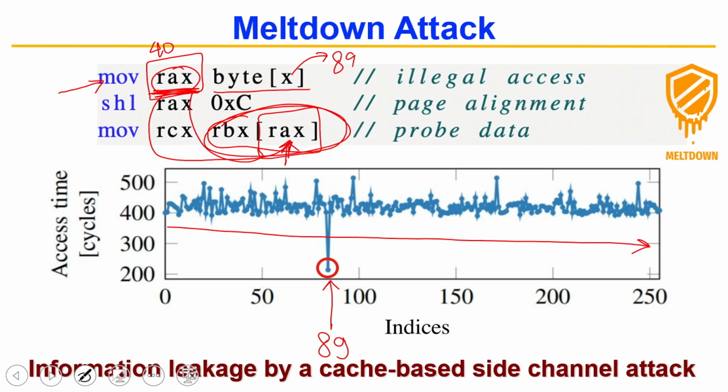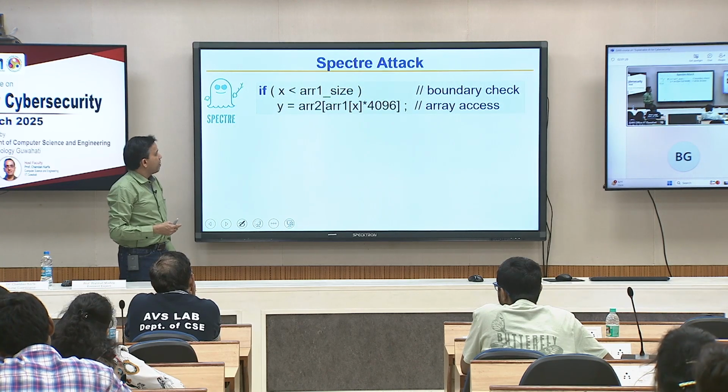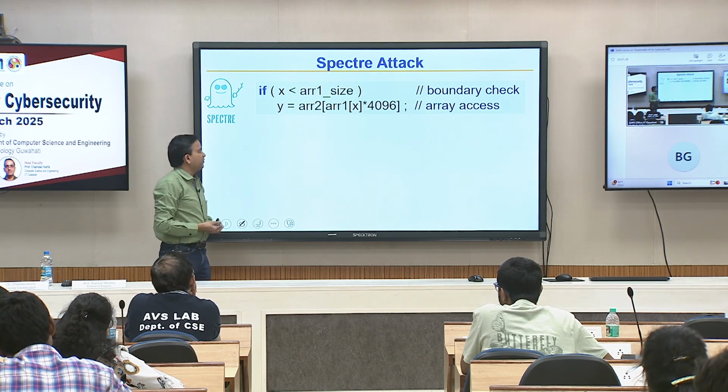Play with this code, you will figure it out. Now, next I am going to talk about the Spectre attack. As you know, the Meltdown attack works only on Intel processors, at least the original versions of Intel processors, but this attack works on Intel, AMD and ARM, and this operates on this principle.